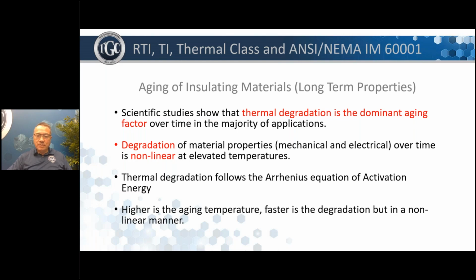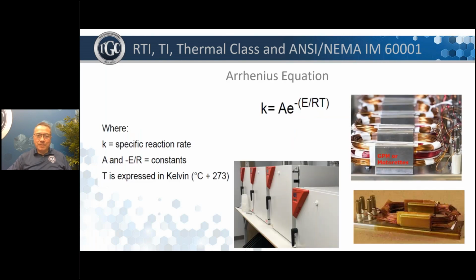Okay, I keep talking about degradation. So degradation of the material properties is what we want to measure. But how? Well, we use the Arrhenius equation, and this is what the Arrhenius equation looks like. The K is a specific reaction rate, and it is proportional in an exponential manner to the reciprocal of the absolute temperature, 1 over T.